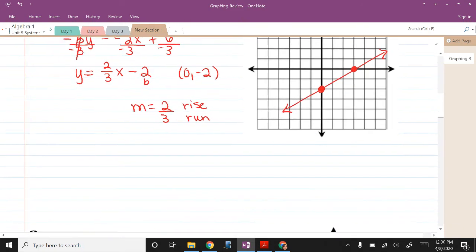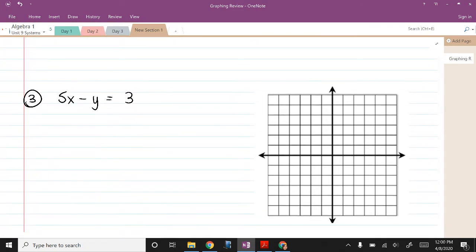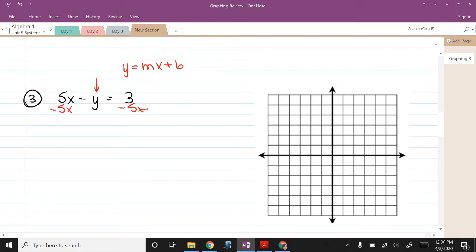All right, number 3 is another example of one that's not already in slope-intercept form. So again, we want to make sure our y is by itself because we've got to get it to look like y equals mx plus b. So we're going to subtract 5x on each side. That leaves me with negative y equals negative 5x plus 3.